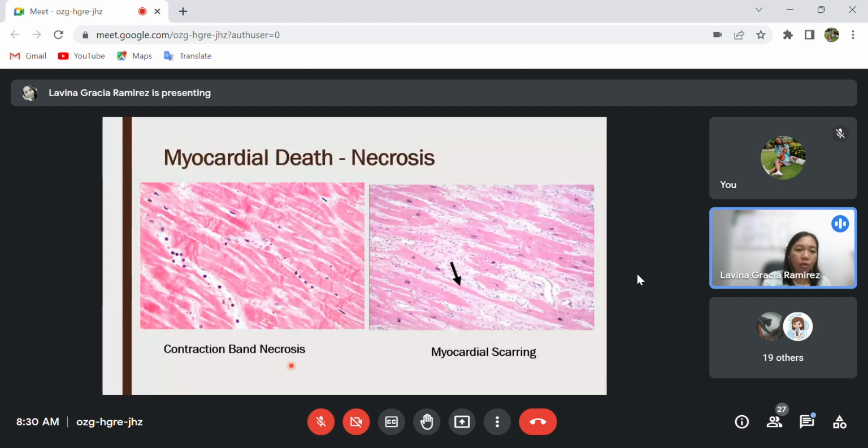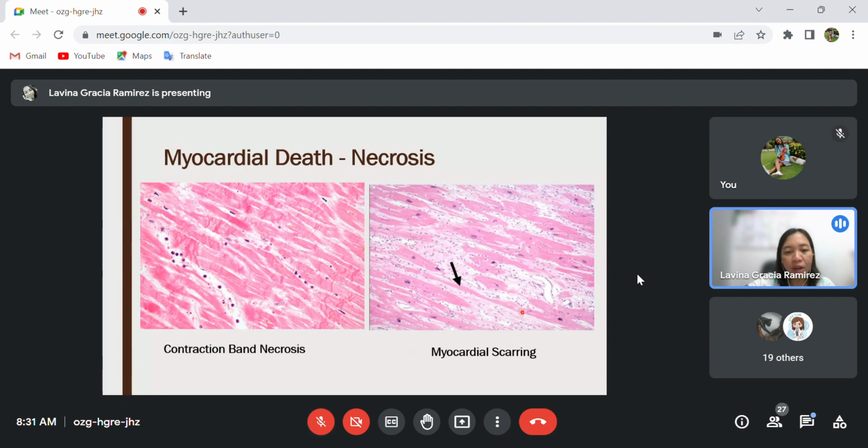This is how it looks when there is band necrosis. You can see the hyaline, so there is hyaline degeneration in the affected muscle fibers, and of course there are inflammatory cells. Polymorphonuclear cells are found in between the interstitial spaces of the myofibers. This is a contraction band necrosis, the pinkish areas, in which the striations cannot be seen.